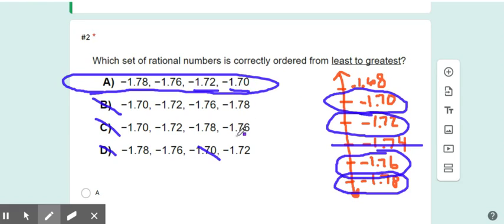So when ordering negative numbers, I would strongly encourage you, like I did, to draw a vertical number line so that you can tell which number is smallest because it's furthest down on the number line, and which number is bigger because it's higher up on the number line.